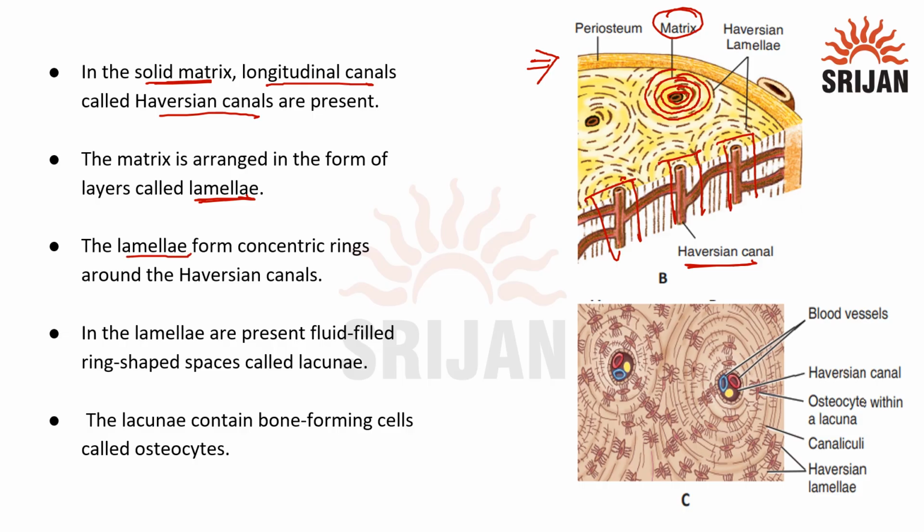So lamellae form concentric rings around the Haversian canal, and inside these lamellae you can see fluid filled, ring shaped lacunae. In this image you can see over here that this is the lacunae. Now, this lacunae contains the bone forming cells, and these bone forming cells are called osteocytes.